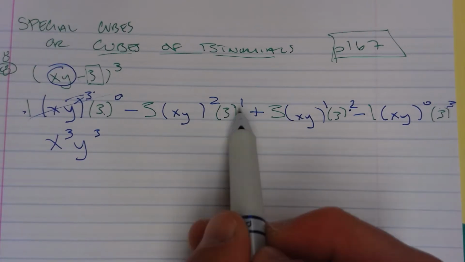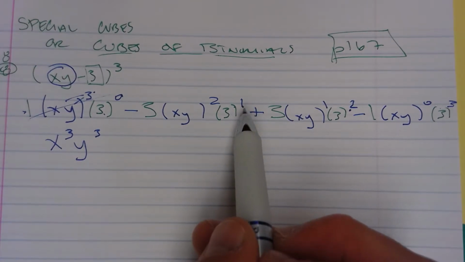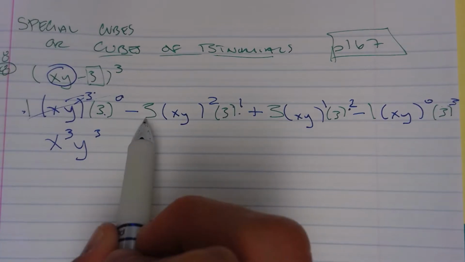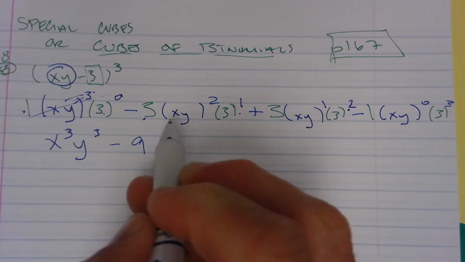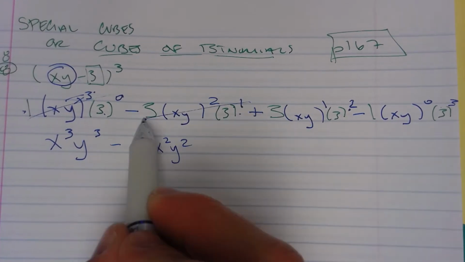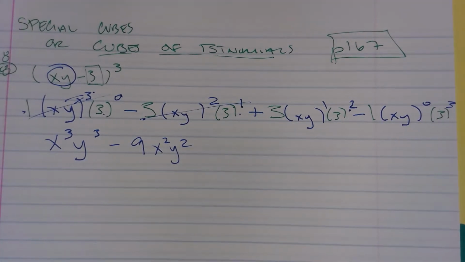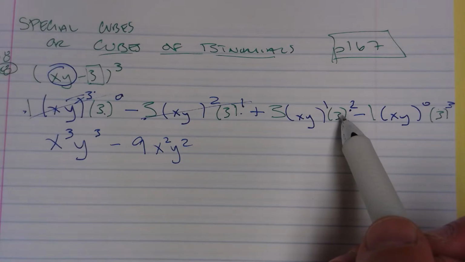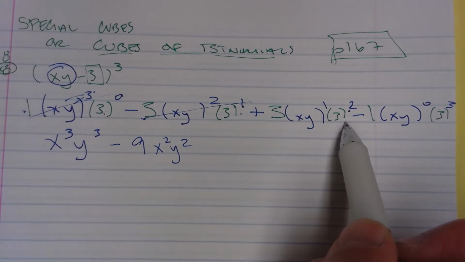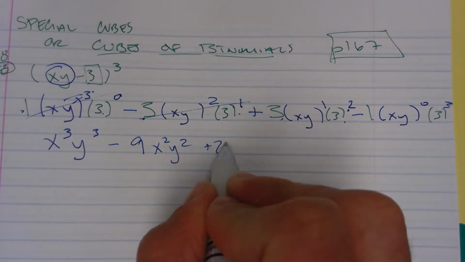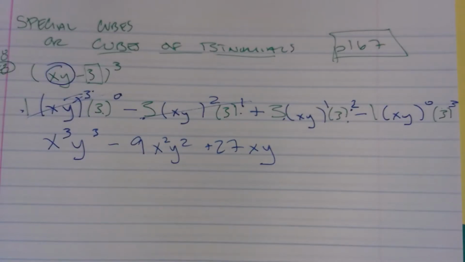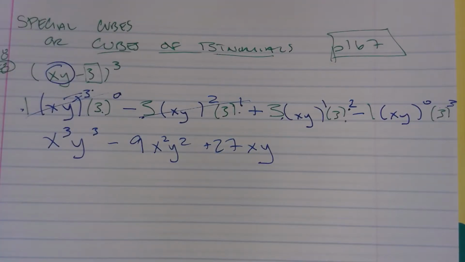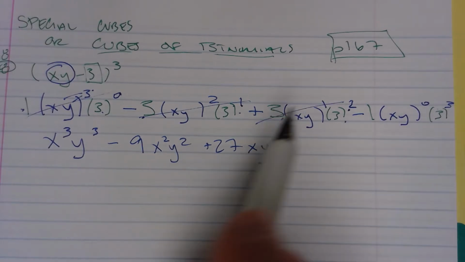Now over here, what's 3 to the first power? It's 3. And what's 3 times negative 3? Negative 9. And then we look at the variables. We have x squared, y squared. And we took care of the second term. 3 squared is 9. 9 times 3 is 27. X to the first, y to the first is just xy. Sorry for the lag. And so that was the third term.